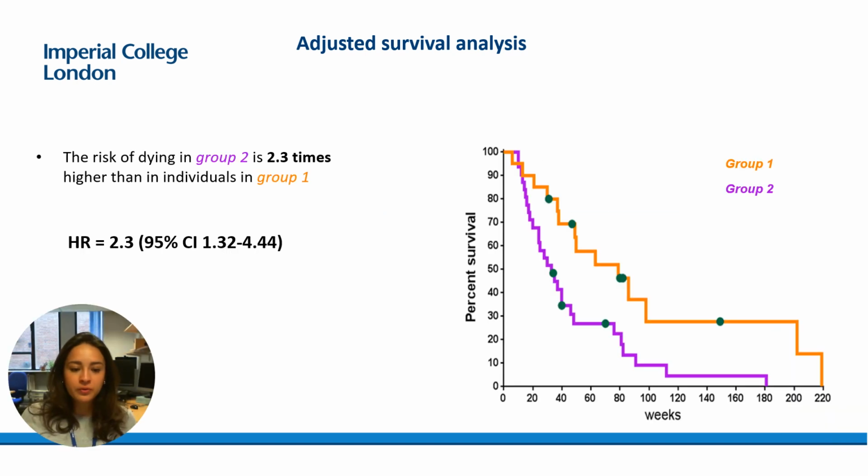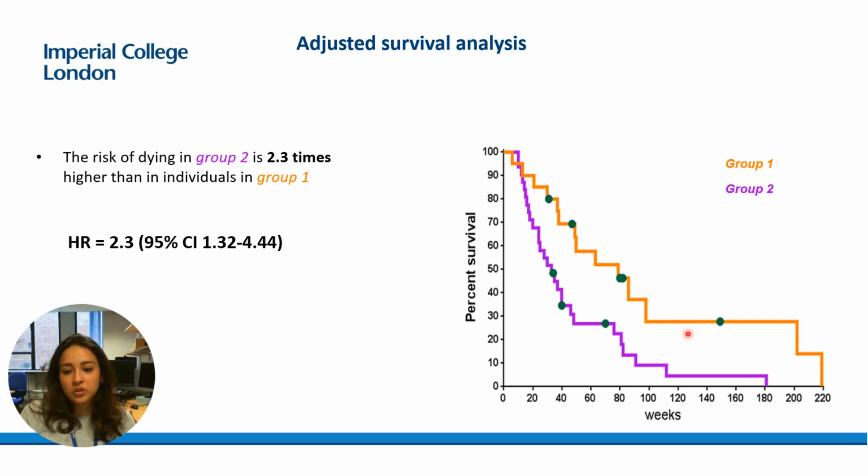So before we move on to the next part of the presentation, I just want us to take a moment to go through a very simple example, for you to start understanding everything that I've been talking about for the past 15 minutes. So let's say we conduct a very simple survival analysis. We run a Cox proportional hazard model on our two groups here, group 1 in orange and group 2 in purple.